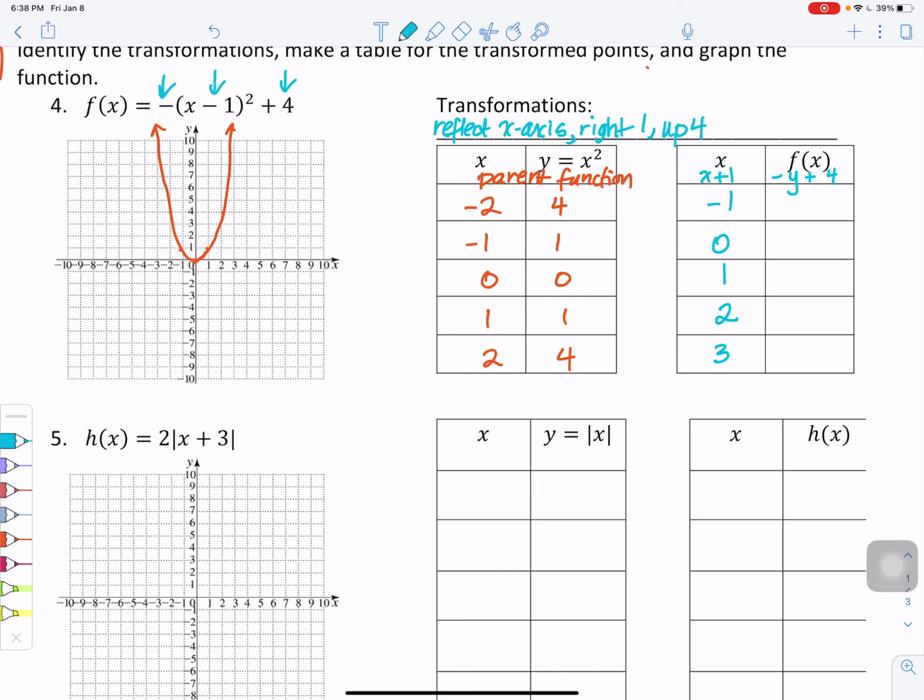Okay, the y values, we're going to take the opposite of them and add 4. So negative 1 plus 4 and negative 4 plus 4. Okay, let's go ahead and graph that. Negative 1, 0, 0, 3, 1, 4, 2, 3, and 3, 0. So you can really see that the graph was reflected across the x-axis, moved to the right, and then shifted up. So really a nice sketch.